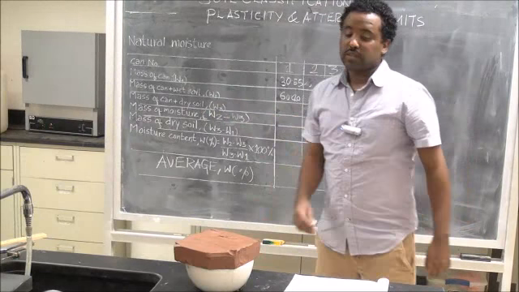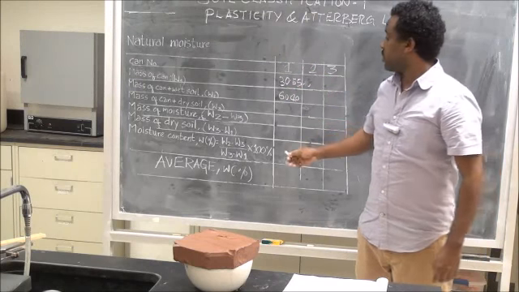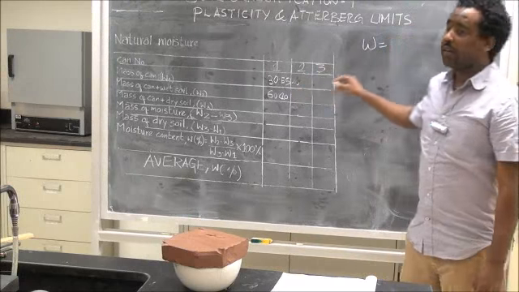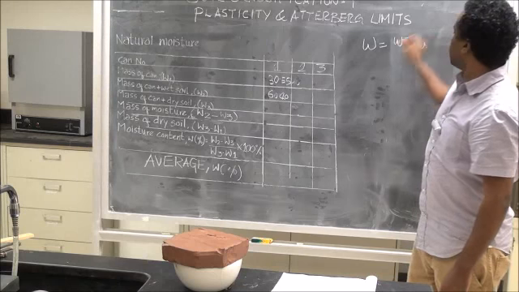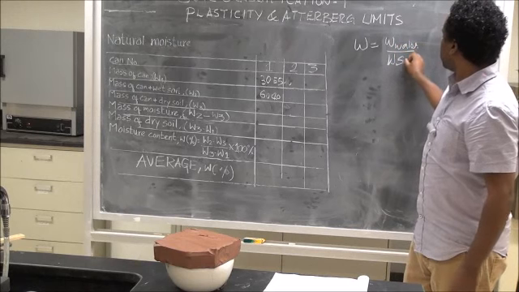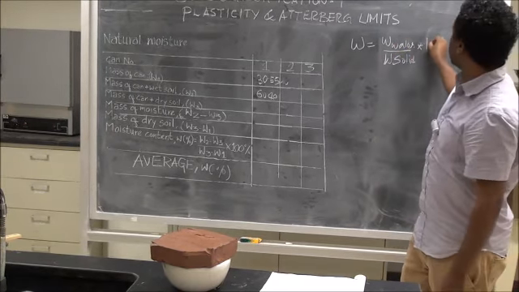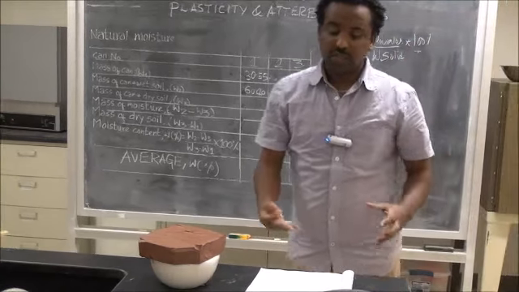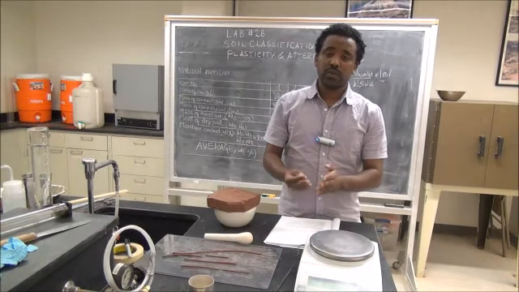Once we have that, there is a procedure for calculating the water content. The water content is basically defined as the weight of water removed divided by the weight of the solid. It's mostly expressed as a percentage, so it will be multiplied by 100%. Based on this calculation, you'll determine the natural water content of the soil.